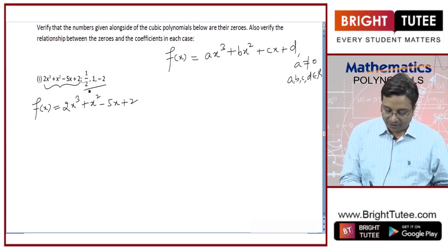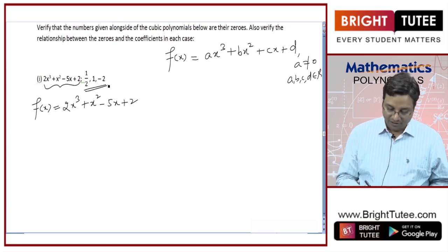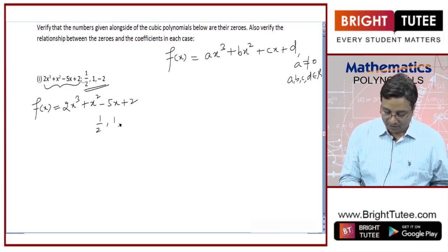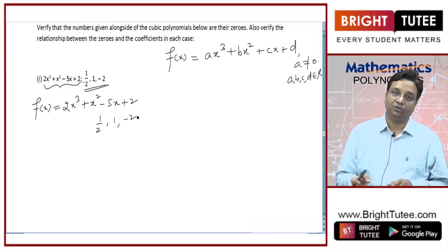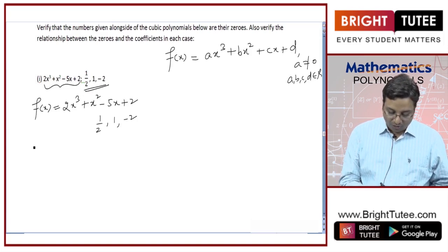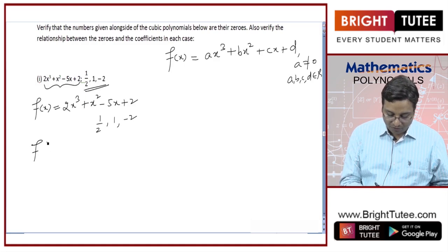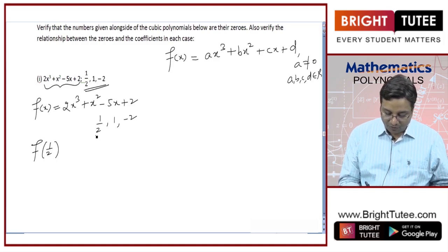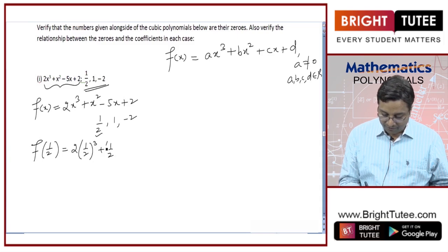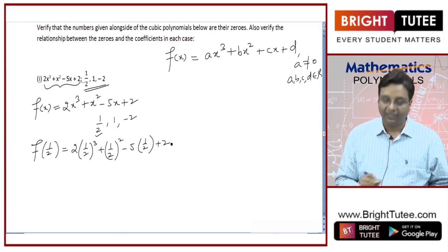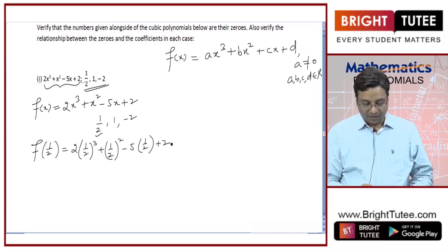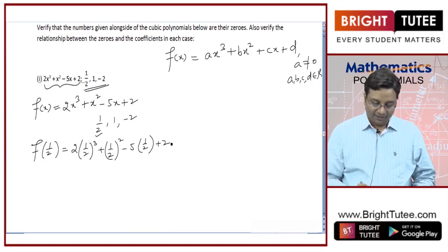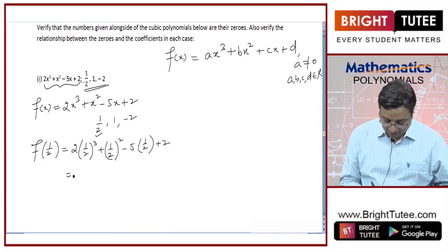Now, first of all, the question wants us to check whether 1 by 2, 1 and minus 2 are the zeros of this polynomial or not. So to check whether these are zeros or not, we will just put x equal to 1 by 2 first. If this expression becomes 0, then we can certainly say that 1 by 2 is a 0. Otherwise, it is not a 0. So let's put 1 by 2 in place of x in all the places and then calculate it.